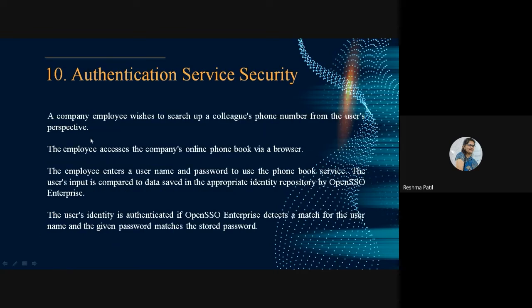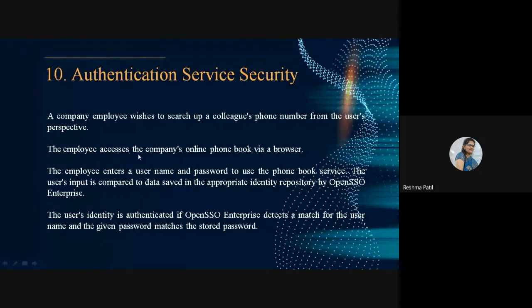A company employee wishes to search up a colleague's phone number. From the user perspective, he is the user here, and the colleague is the one whose phone number he is searching. He is searching from the user's perspective because he wants to use that number.